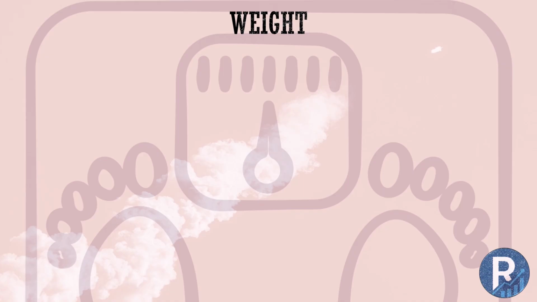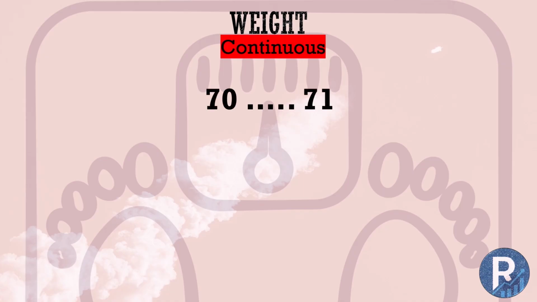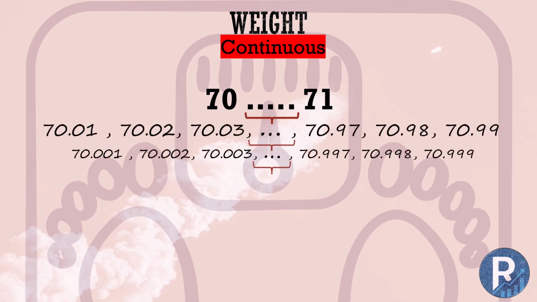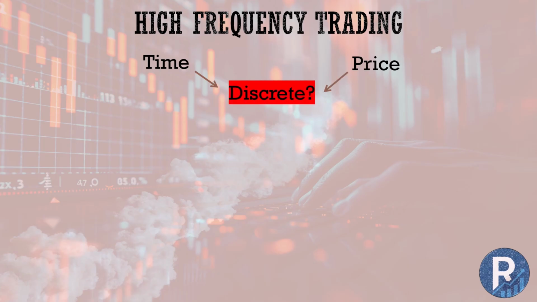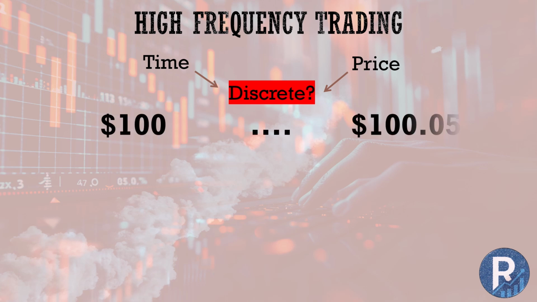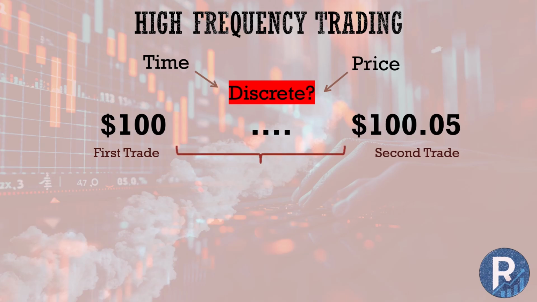Think about weight. It's truly continuous. If you go from 70 to 71, you must have passed through every single decimal in between. Your body doesn't just skip numbers. But look at high-frequency trading. In this world, we often treat time and price as discrete. Why? Because if a stock jumps from $100 to $105 in a millisecond, treating that as a smooth, continuous line is actually a mistake.